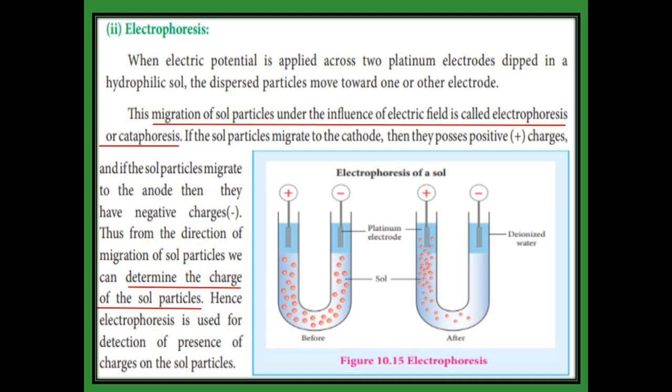So from electrophoresis we can determine what charge the sol particle possesses. If it possesses a negative charge, it moves to the positive end. If the sol particle possesses a positive charge, it moves towards the negative end. So electrophoresis means the movement of sol particles during the passage of electricity, called electrophoresis or cataphoresis. From this we can find out what charge the sol particle possesses.